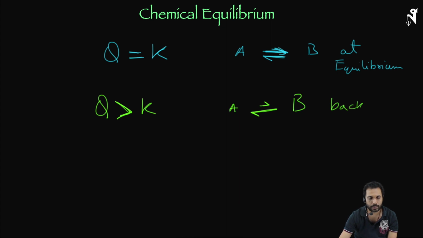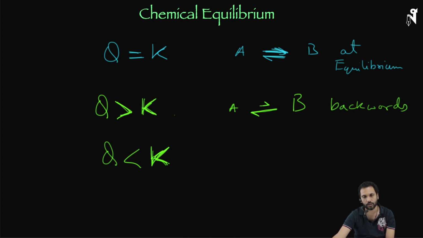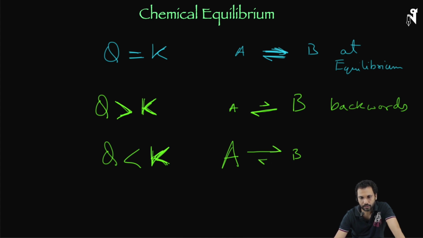And similarly, if Q is less than K, capital K, mind you, equilibrium constant is capital K, and small k we were writing for reaction rate constants for the forward and backward reaction separately. So now again, if Q is less than K, that means your products are less and your reactants are more, and hence your forward reaction would be at a higher rate than the backward reaction. So as a whole, the reaction is going forward.